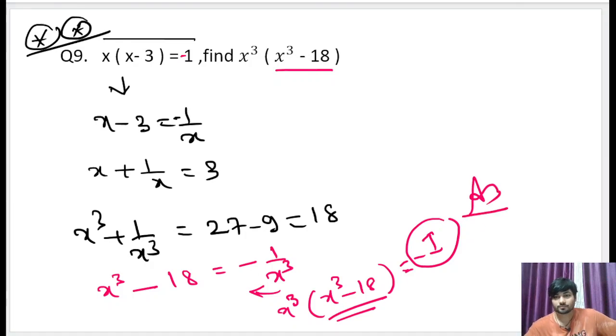Can you see how interesting this question is? Very intriguing question, right? So I think this question is understood by each and everyone.